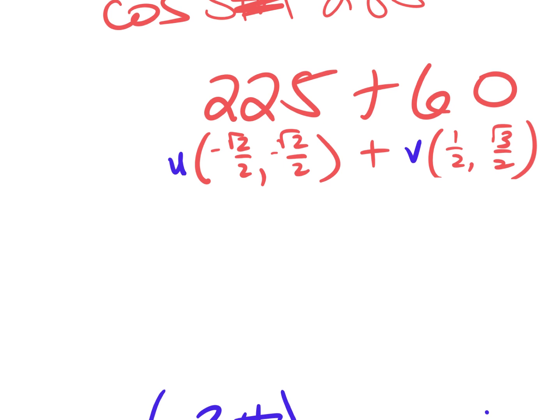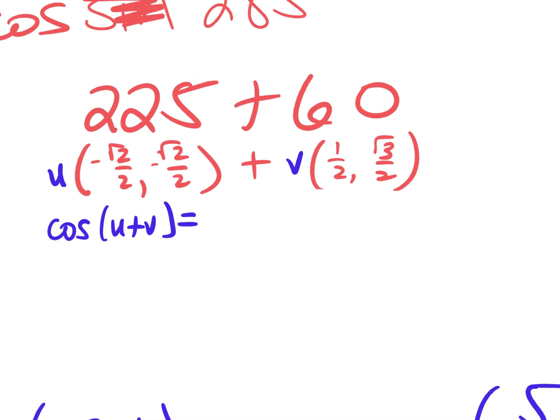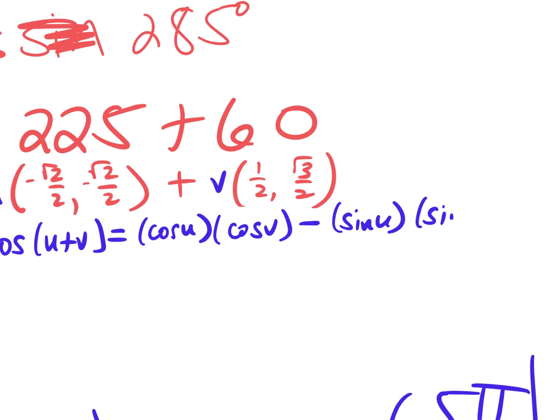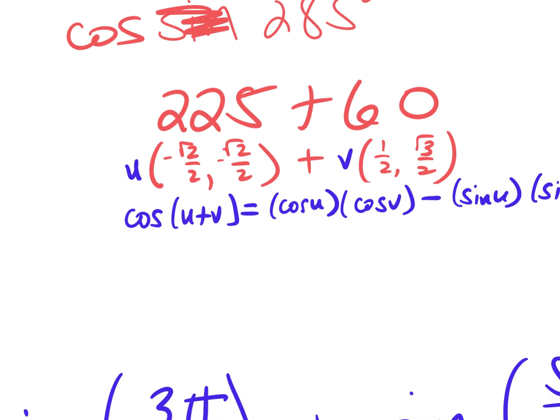But let's look. So this is the cosine of u plus v. Read to me what that formula looks like. Cosine of u plus v. What does that formula look like? Cosine u times cosine of v minus, good, sine u times sine v. Very good. So let's go ahead and label. This is my cosine, this is my sine, this is my cosine, this is my sine. It's very helpful to do that.